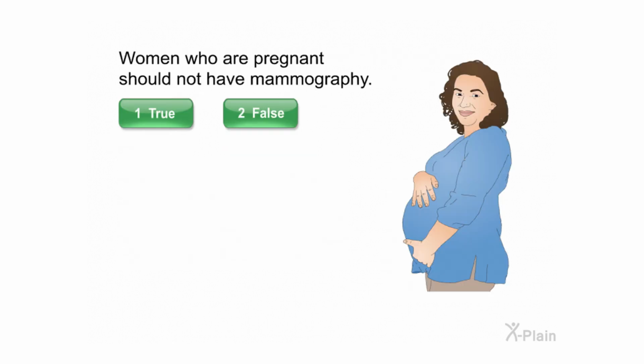Women who are pregnant should not have mammography. Select true or false.